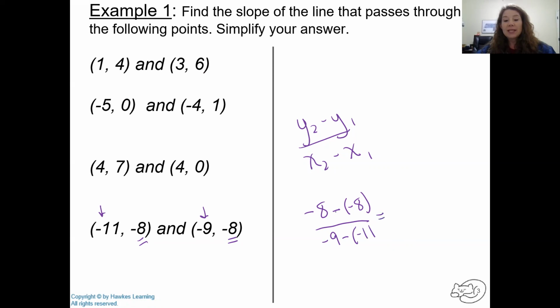So we're going to rewrite this with the bam bams, bam, bam, bam, bam. So we have negative 8 plus 8 over negative 9 plus 11. So negative 8 plus 8 is 0 over 2.